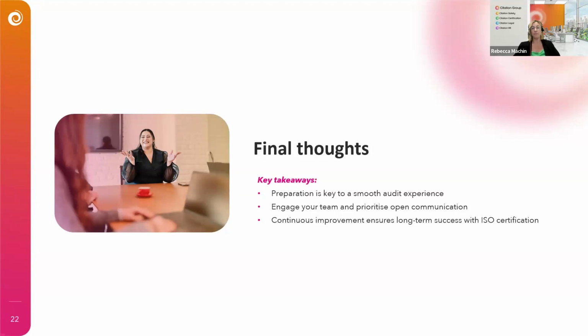To wrap up, preparation is the foundation of a successful ISO audit. Engage your team, keep the communication open, and focus on continuous improvement. If you need further support, feel free to reach out for training or guidance.